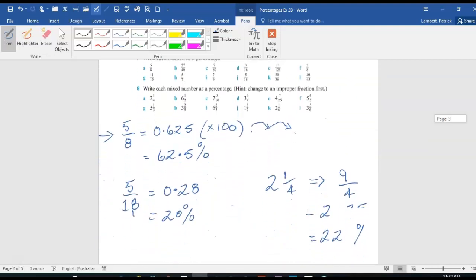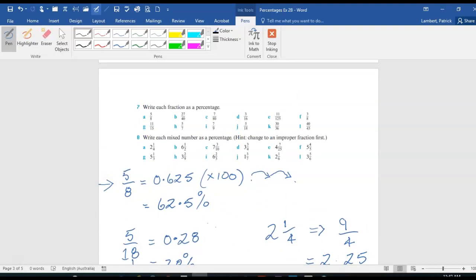Moving on to question 7, writing each fraction as a percentage. 5 out of 100 really means 5 divided by 100. That line is a vinculum, means divided by, and that becomes 0.625. When we multiply by 100, we're using the inverse, we're shifting the decimal point two places. So it goes across from there to there, becomes 62.5%.